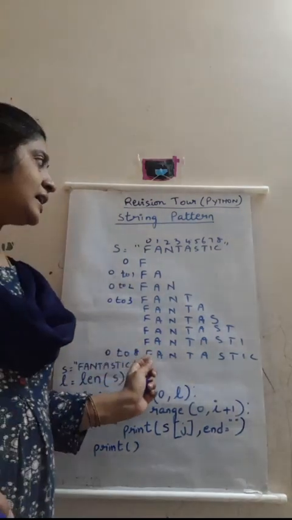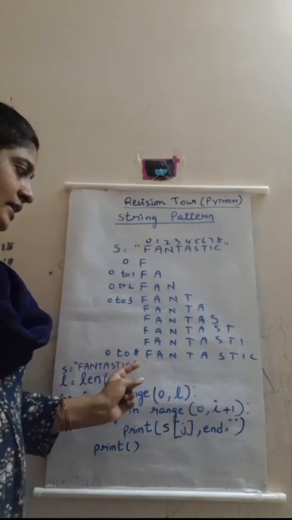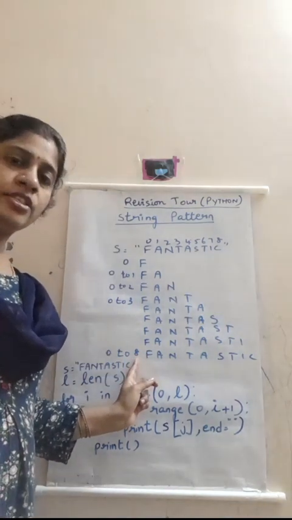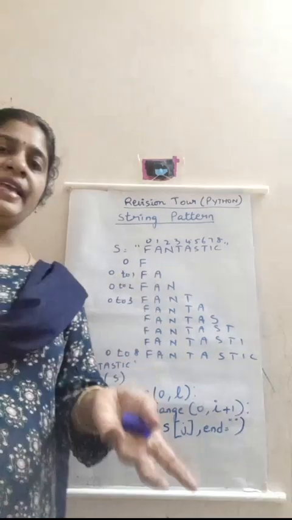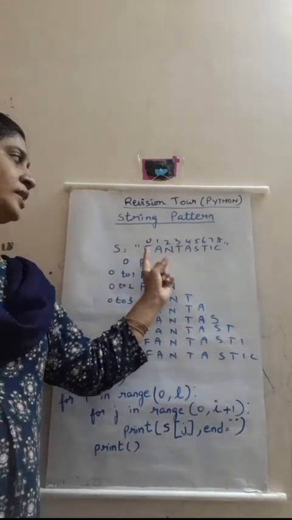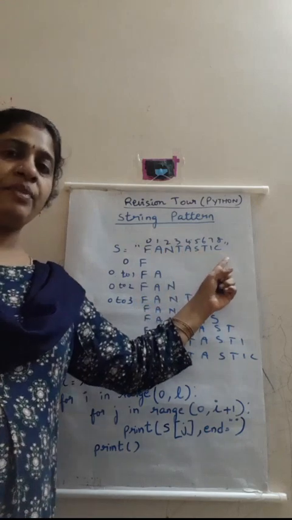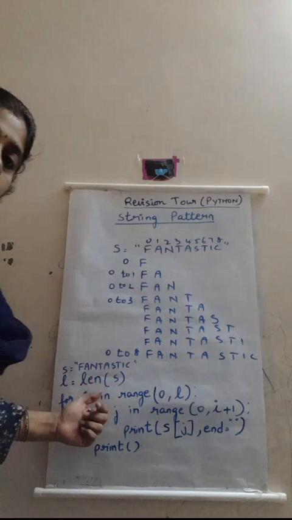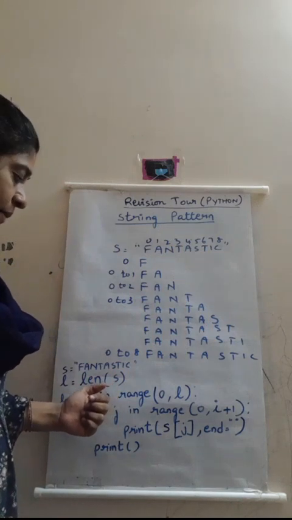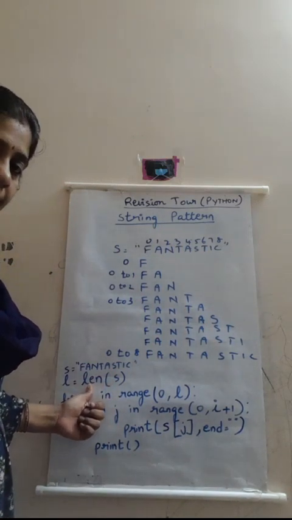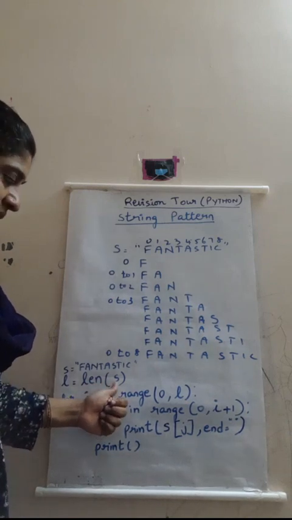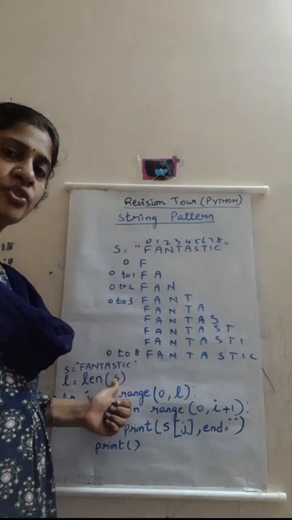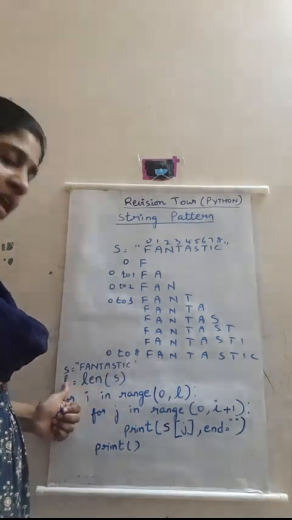Now how will you obtain this 8? You have to get it using the function length. What is the length of this string? 1, 2, 3, 4, 5, 6, 7, 8, 9. So the length of this string is 9. The length of the string can be obtained using the function len of s. That will return the length of the string as a number, which I am storing in L.